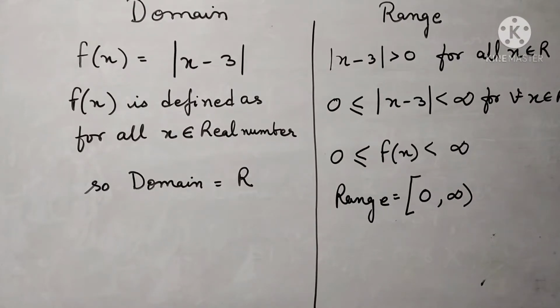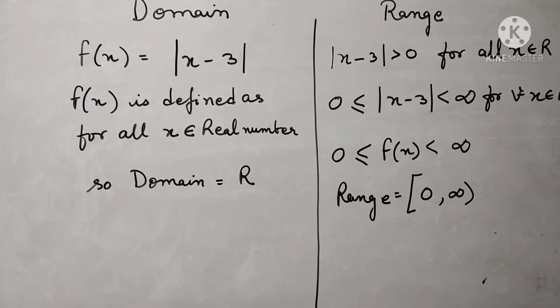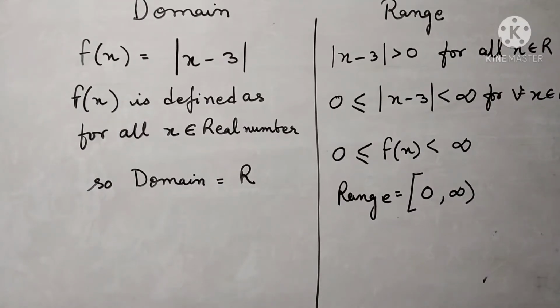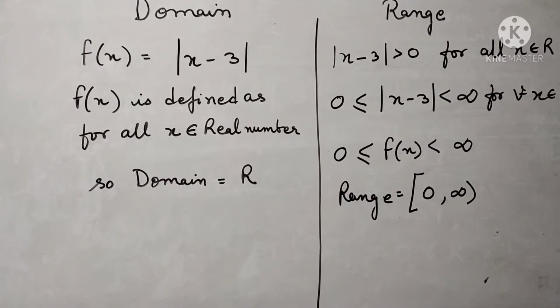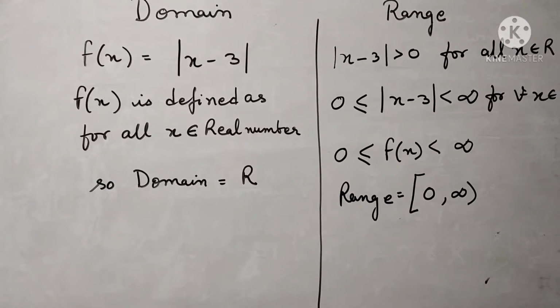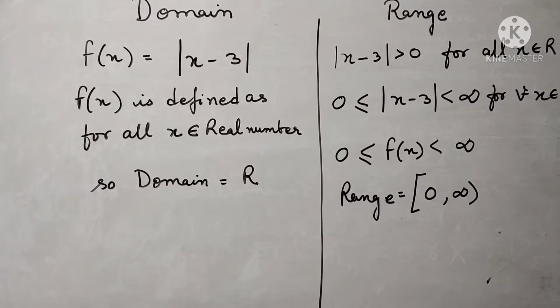as positive. For example, if we have minus 3, then its answer is plus 3. If we have minus 6, then its answer is plus 6. If we have mod of plus 3, then again the answer is plus 3. That means everything which is kept under modulus, its answer is always a positive value. So, f(x) is defined for all the values of x which are real numbers. If we put any value of x in the above function, we always get a real number. So, the domain of the function mod of x minus 3 is always the real numbers.